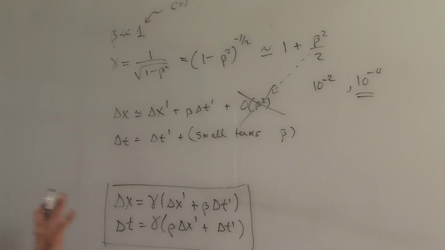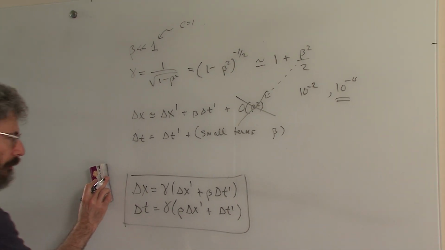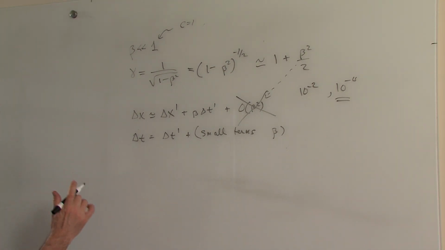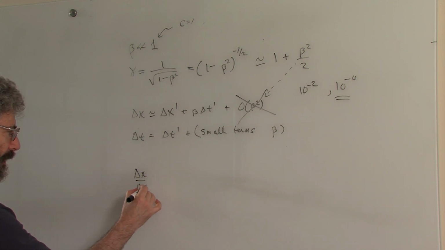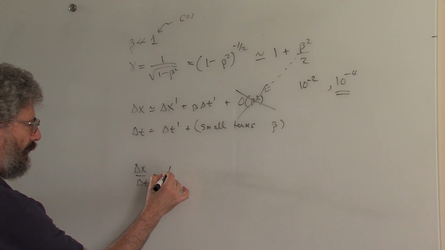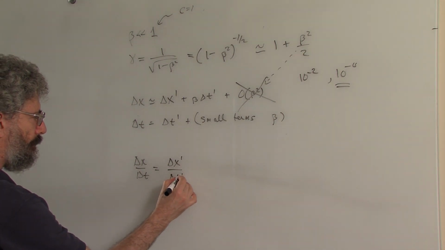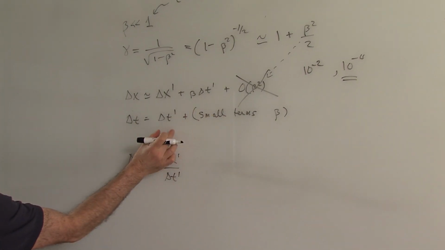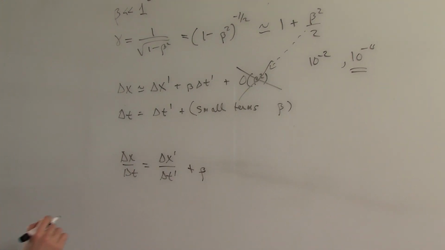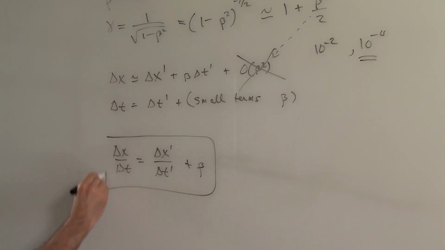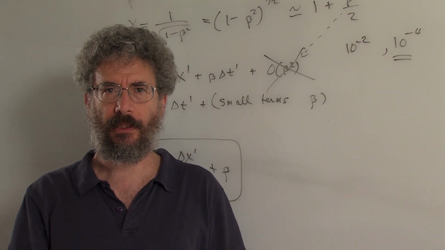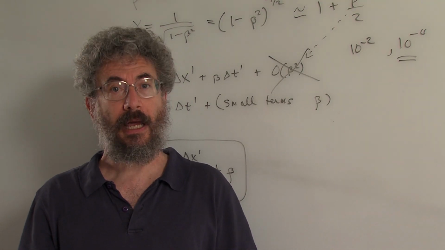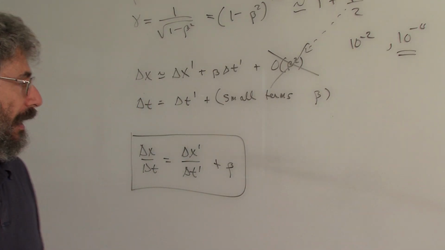Okay, now having done that, I need a little room, and we're coming to the conclusion, so I'm going to erase that. I'm going to divide the top expression by the bottom expression, and I have delta x over delta t on the top, and on the bottom I have delta x prime divided by delta t prime plus this thing divided by delta t prime is beta. So we now have an expression that relates the velocities in the unprimed frame to the velocities in the primed frame, and it includes the effect of the kick in the Galilean limit.